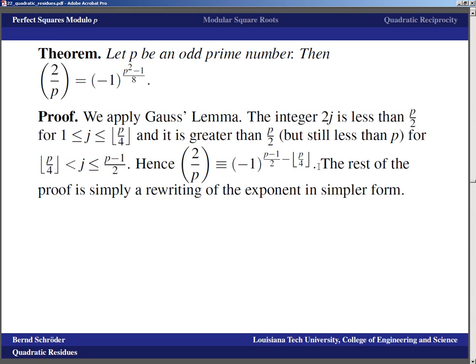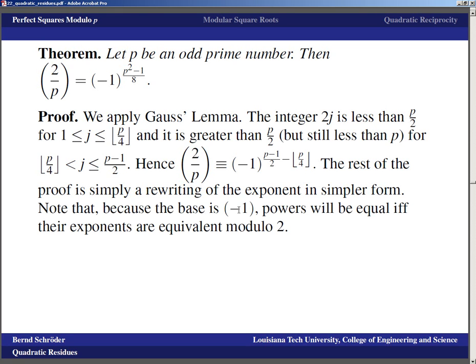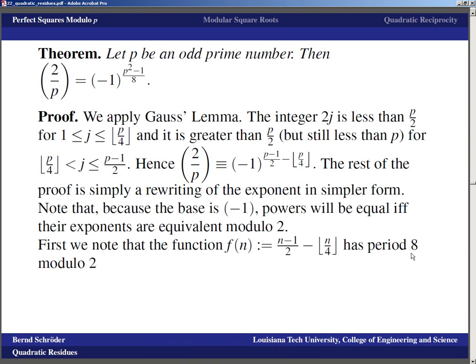Well, that's perfectly fine. And the rest of the proof is now simply rewriting the exponent in simpler form. Because the base is negative 1, powers will be equal if and only if their exponents are equivalent modulo 2. So what we're going to do from here on out, for this result at least, will be modulo 2. First note that the function f of n equals (n minus 1) over 2 minus the greatest integer below n over 4 has period 8 modulo 2.